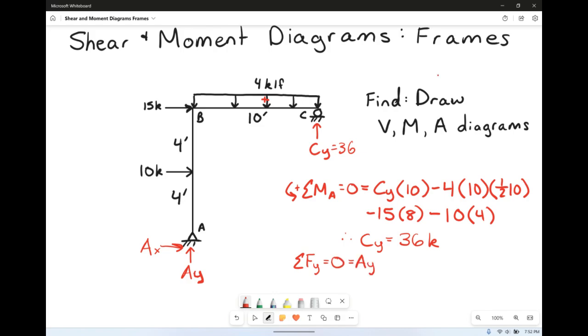We have AY going up. We have our 36 kips from CY we just found, and we have a negative 4 kips per linear foot across a distance of 10 feet. So that makes AY equaling 4 kips.